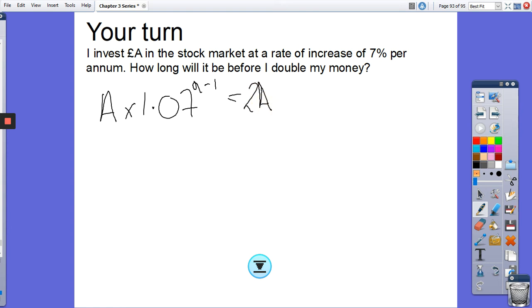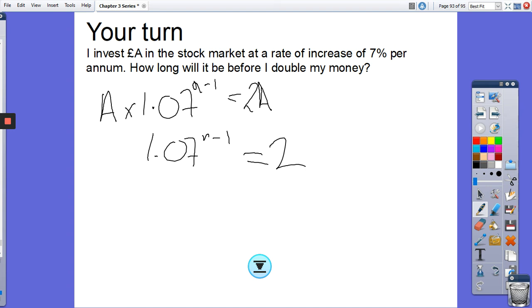Well, if you do that, then just looking at this, 1.07 to the n minus 1. Right, what you've got is these a's will cancel. The 1 will divide 3 by the other, and you get 2.